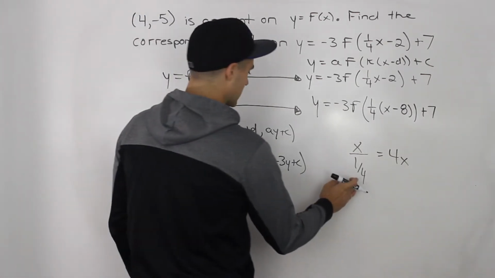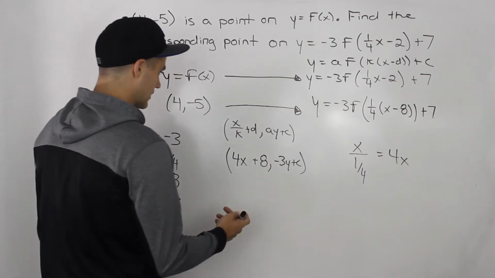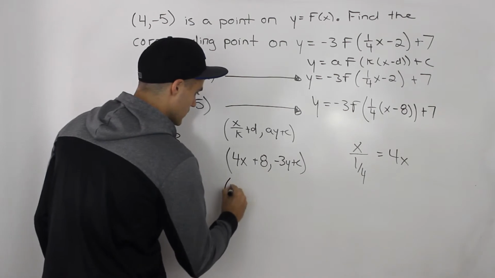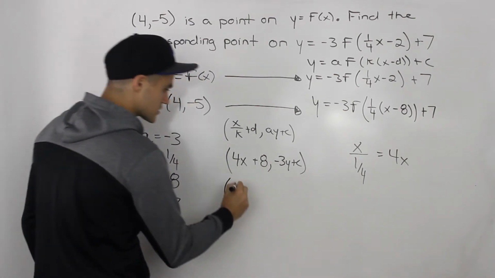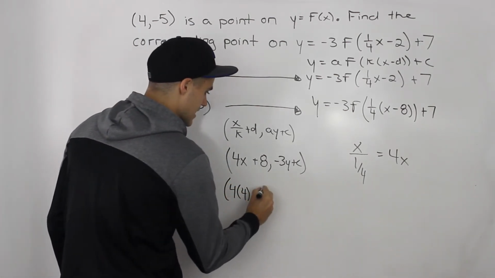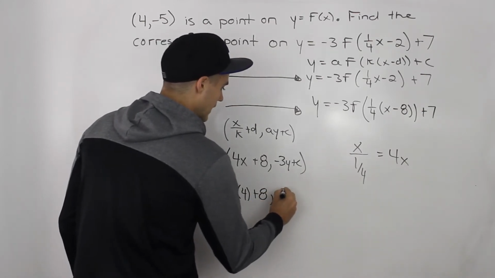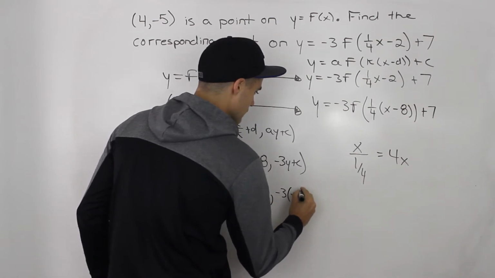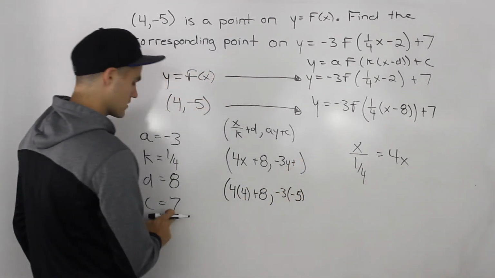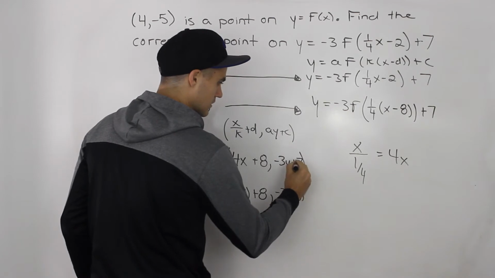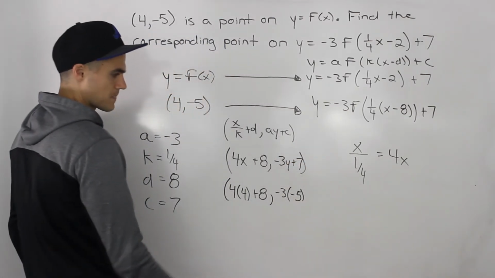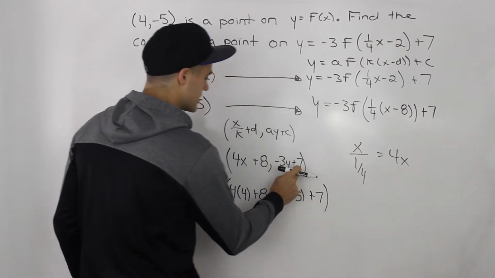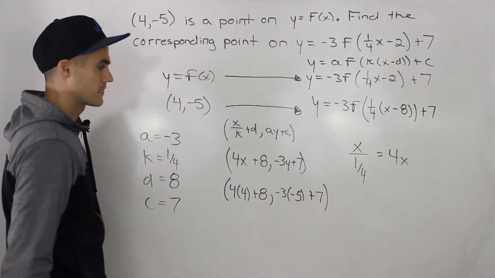And now what we can do is plug in our actual x values from the parent function. So we got 4 times 4 plus 8. And then we got negative 3 times this y value of negative 5. Wow, I put plus c here. Sorry, this should have been plus 7. That is my bad. So this is plus 7 here, right? AY plus C, the C value is 7.